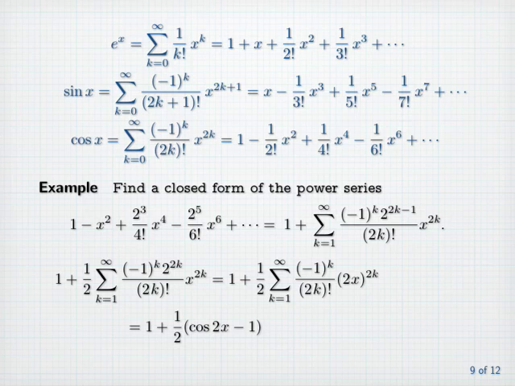Now let's simplify this by observing that we have 1 plus 1/2 times minus 1, which equals 1/2, plus 1/2 of cosine 2x. We can factor 1/2 from both terms and get 1/2 of 1 plus cosine of 2x. And by a familiar trig identity, that's equal to cosine squared x.